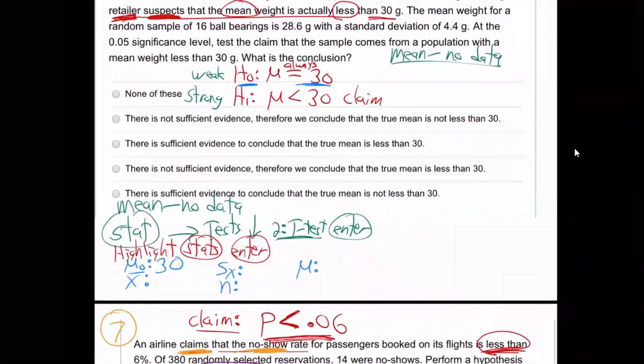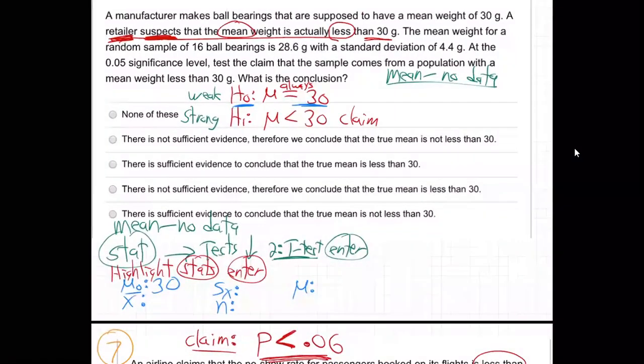X bar, what's X bar on this one? 16? Well, whenever there's a bar over something, that means the average, right? Okay. 28.6. The 16 is the number of ball bearings they sample. And the standard deviation, that's the 4.4. So anything with a bar over it means average.